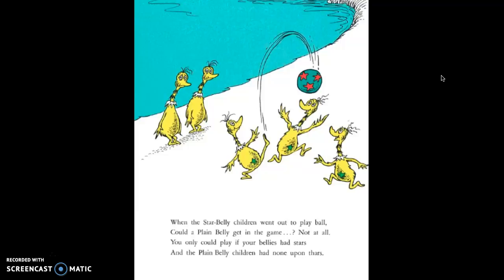So, friends, I think we were right because the words in the story just told us that the children could not play in the game unless they had stars on their bellies. So what we saw from the illustration before was absolutely right. And it looks like the same thing is happening in this illustration too.